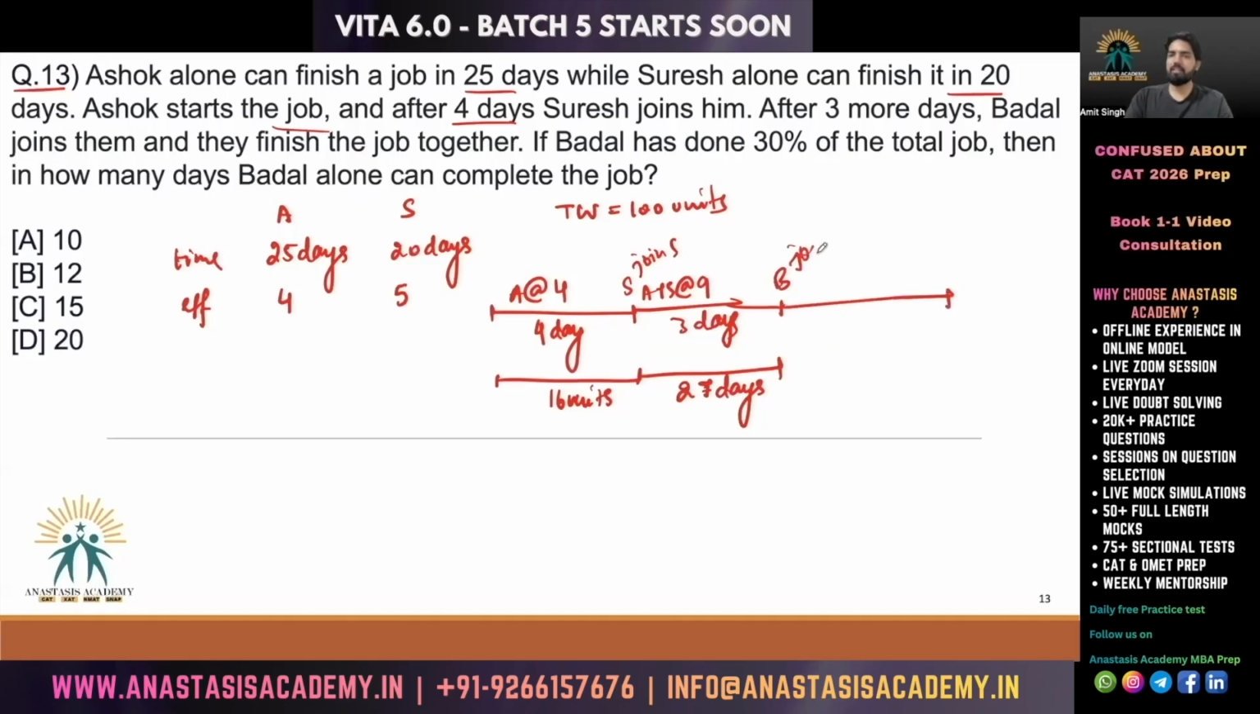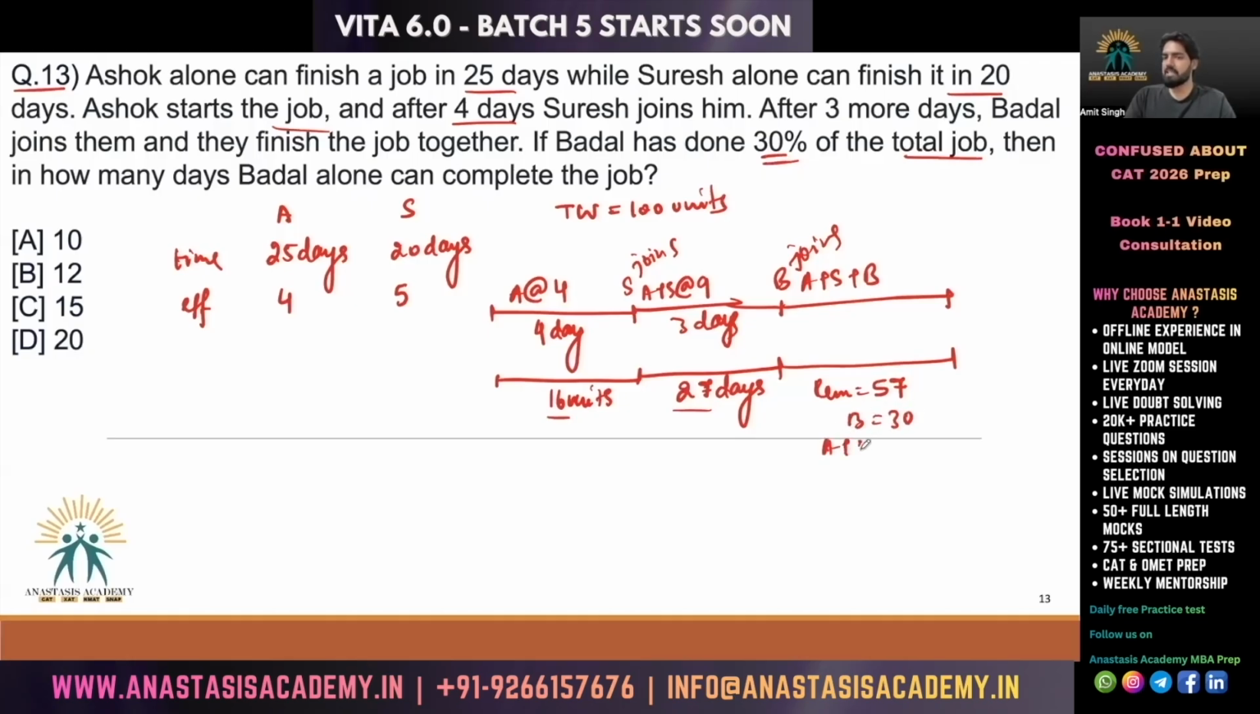B joins, right? And now A plus S plus B works for the remaining days, and the remaining work would be completed. Now the work done so far is 27 plus 16. It is 43. So remaining work is 57. And can you see, Badal has done 30% of the total job? So Badal has completed 30 units.